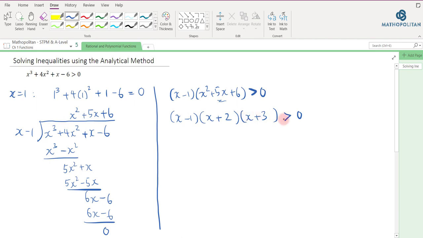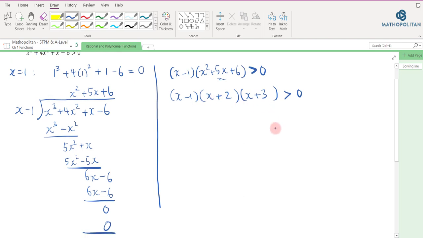So now we have these three factors. When these three factors are multiplied, the product will be greater than 0. So what is the solution set of x that satisfies this inequality? What we're going to do is break it out into three parts. For x - 1 to be greater than 0, x has to be greater than 1. For x + 2 to be greater than 0, which means positive, x has to be greater than negative 2. And for x + 3 to be greater than 0, x has to be greater than negative 3.